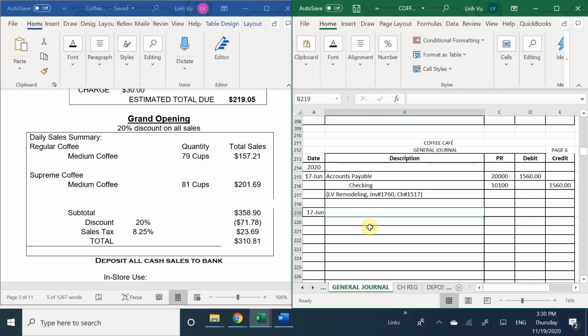Yes, because you have your sales: regular, supreme, ceramic, and so on. So the first one is sales of the regular coffee. All right, I'm going to stop you there. Can you tell me what the normal balance of sales is?